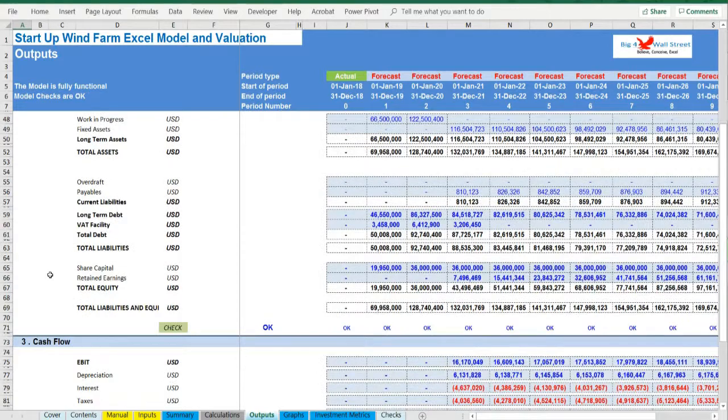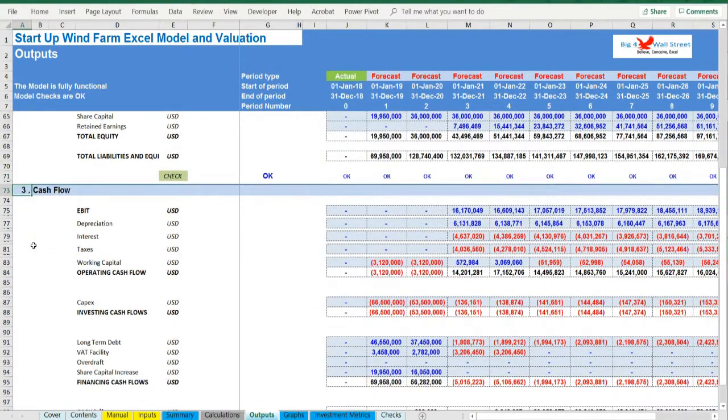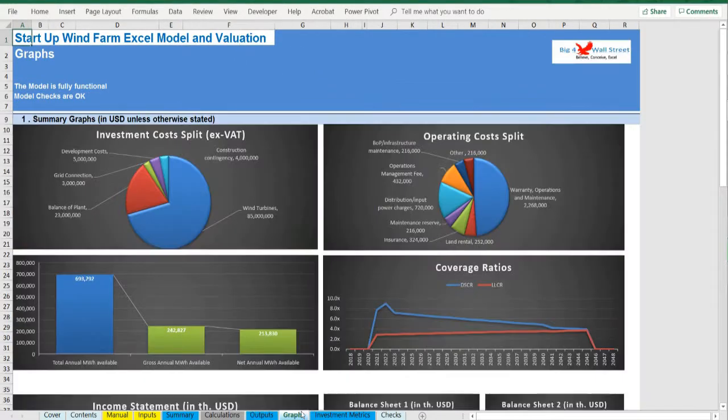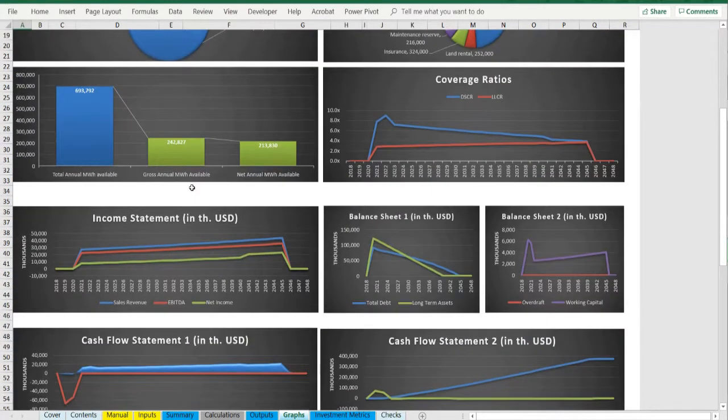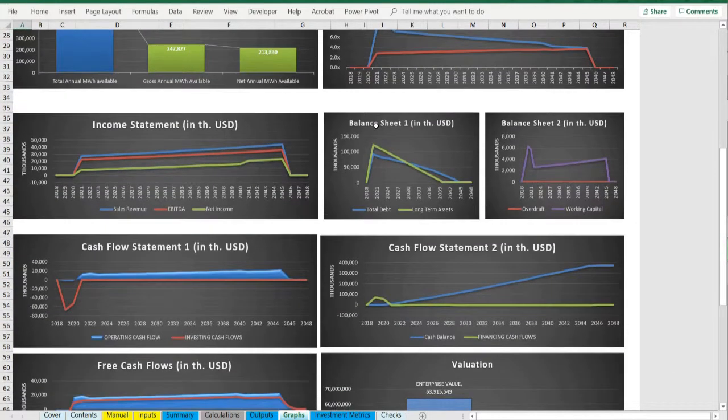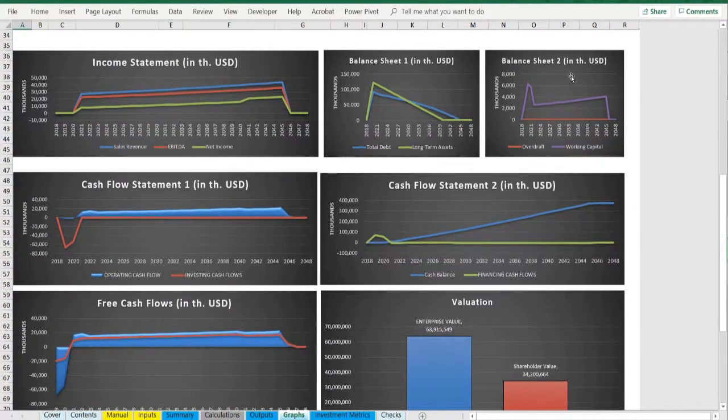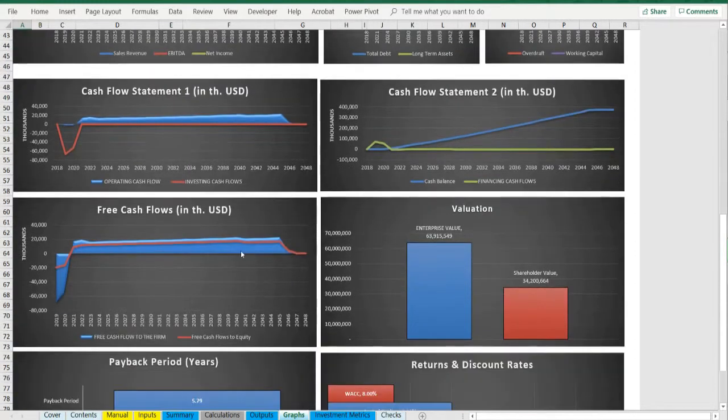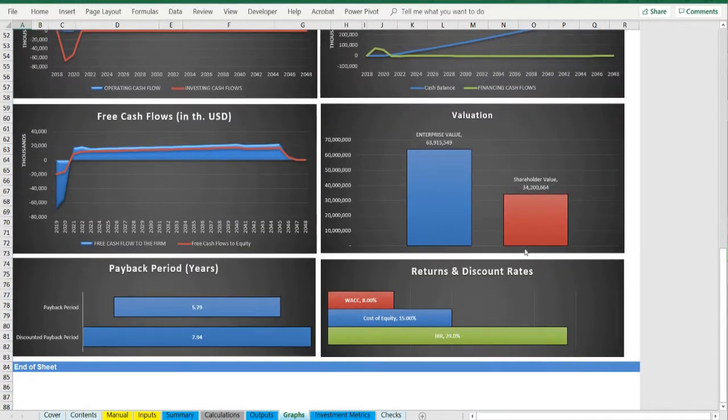Graphs. Various graphs present the investment and operating costs as well as the energy generation potential. Then multiple charts present the performance of the project from revenues to bottom line along with debt, assets, working capital, and cash flows, which results in a valuation on a project basis as well as on an equity basis together with the internal rate of return of the project and payback period metrics.